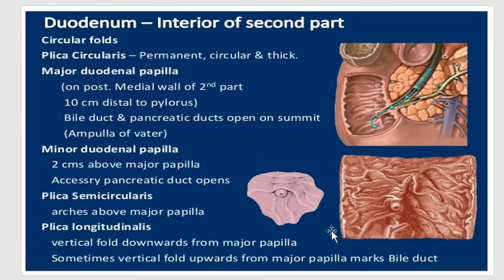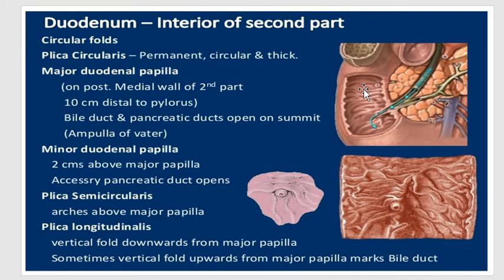The other important thing about the second part of duodenum is that when you see the interior portion of the second part of duodenum, you will see the circular folds. These circular folds are the plicae circularis. These folds are also called folds of Kerckering. Basically these folds are permanent folds. Permanent folds means they are not obliterated by distension. When there is distension of the small intestine, they are not getting obliterated. They are permanent, circular, thick folds.